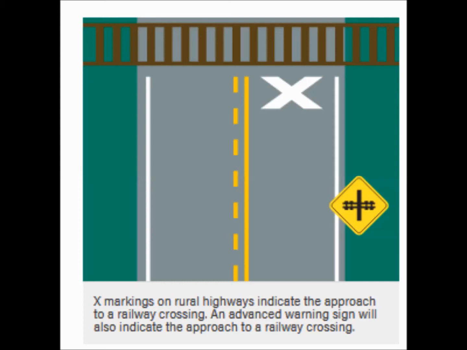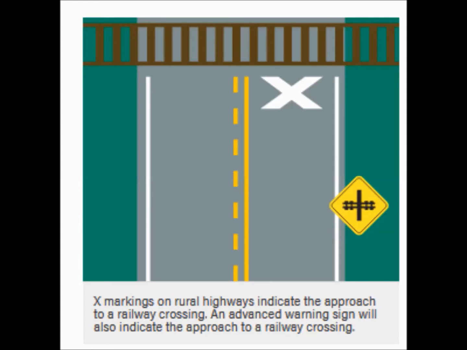In the center, there is a yellow dotted and a yellow broken line. On the right side of the yellow line is a white X painted on the road. Further down, there is a sign. This sign is a yellow diamond, and it symbolizes railway crossing ahead.